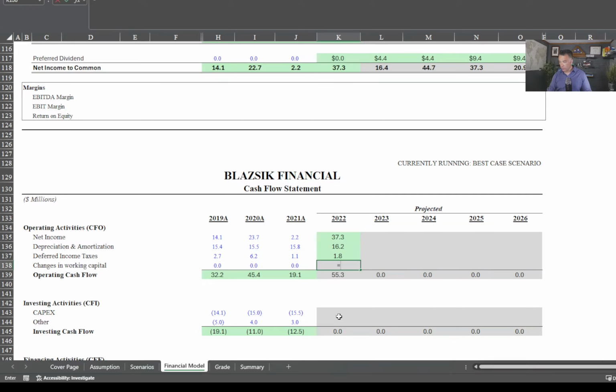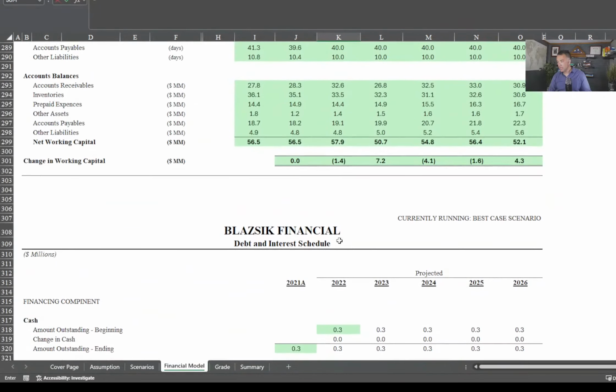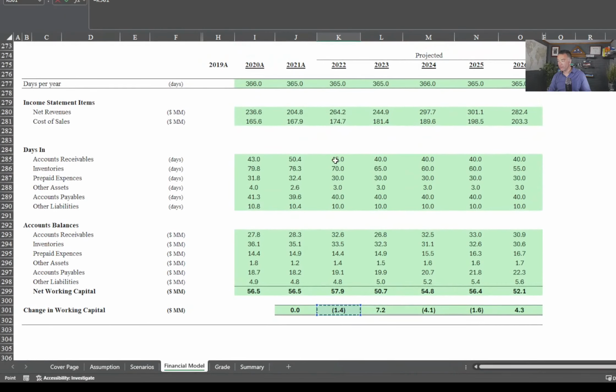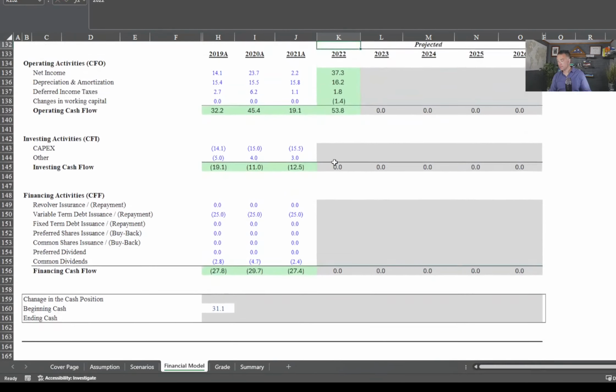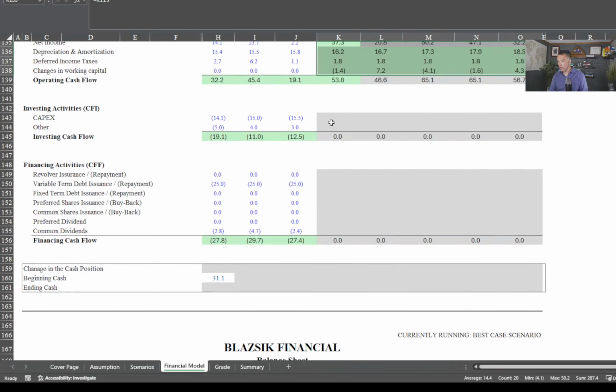So what we want to do, we're going to plug in the working capital schedule and we're going to do the change. Make sure you select the correct year, which is 2022, the first projected year, the change in working capital. So I'm going to highlight those three, or I'm sorry, four, and then Control R.